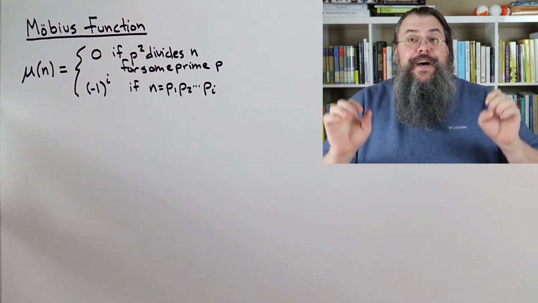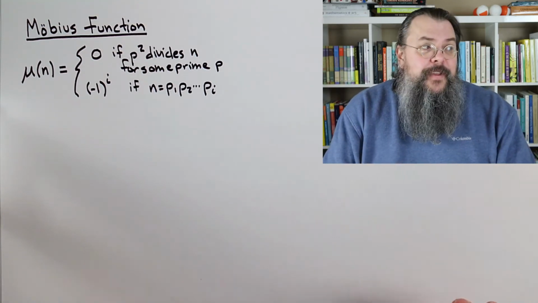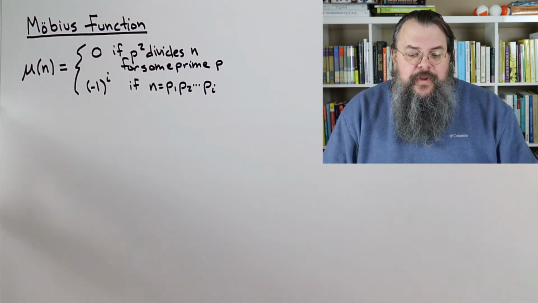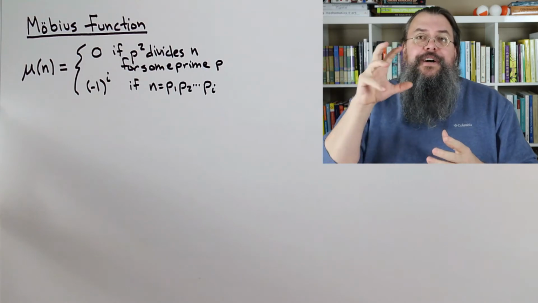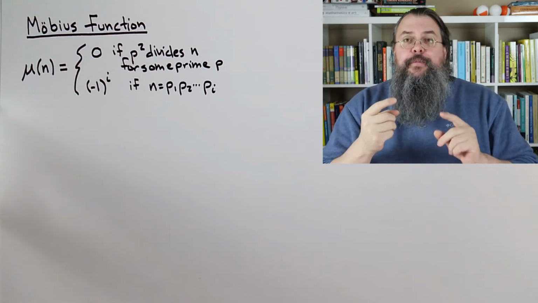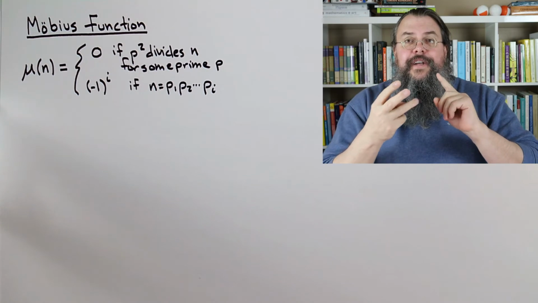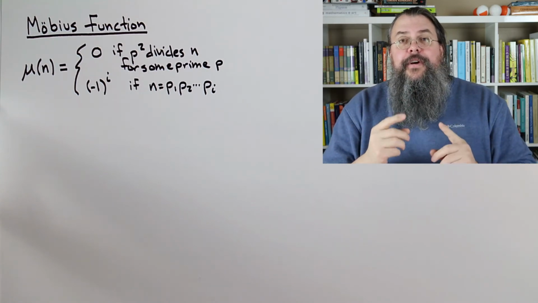So now we're going to talk about the Mobius function. Well, what is the Mobius function? It's a function where you plug in a whole number, and the output is either 0, 1, or -1. And the rule is very simple.